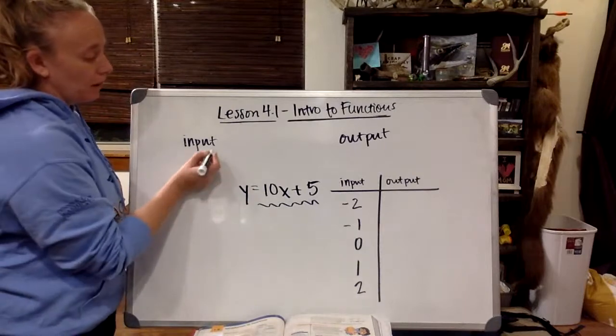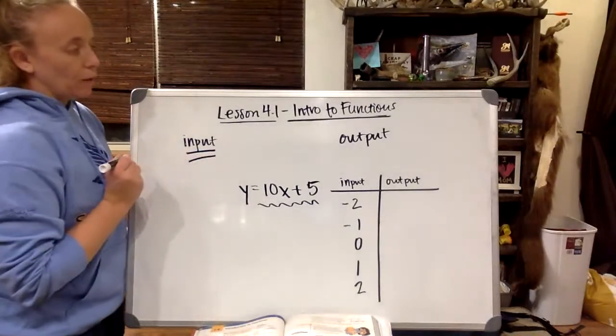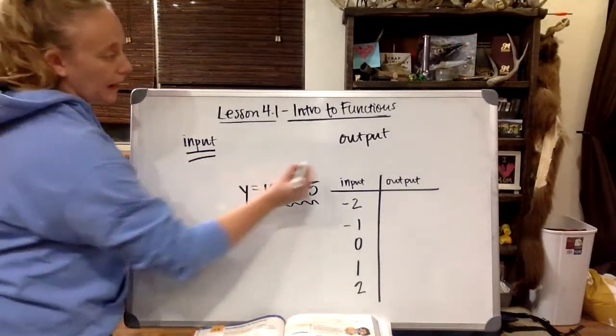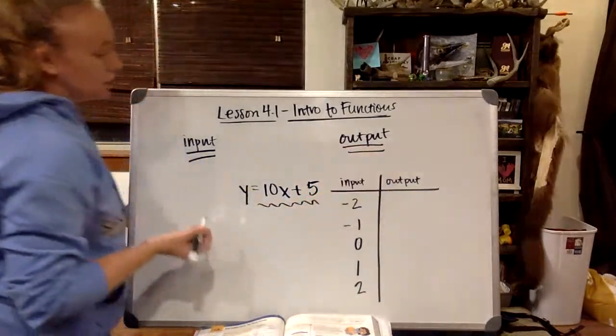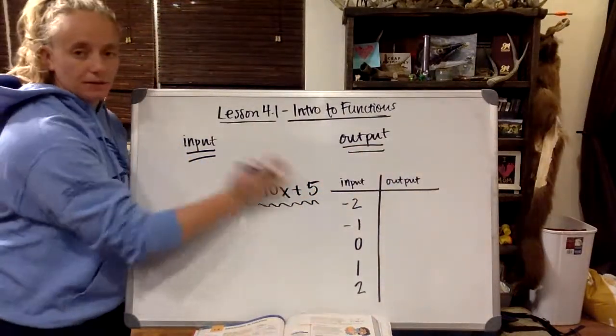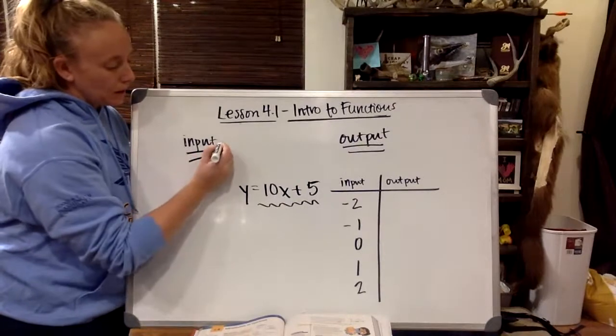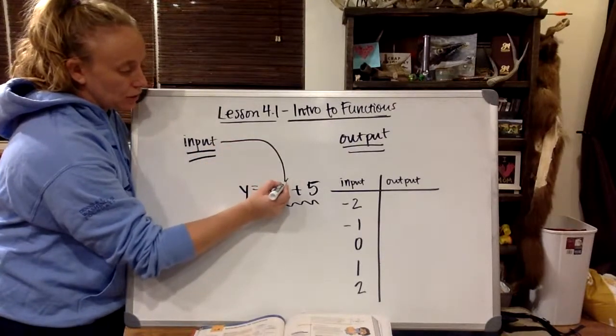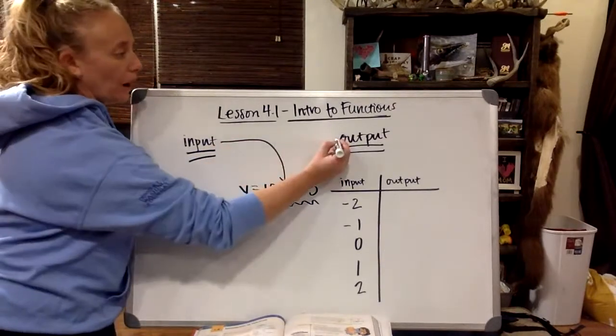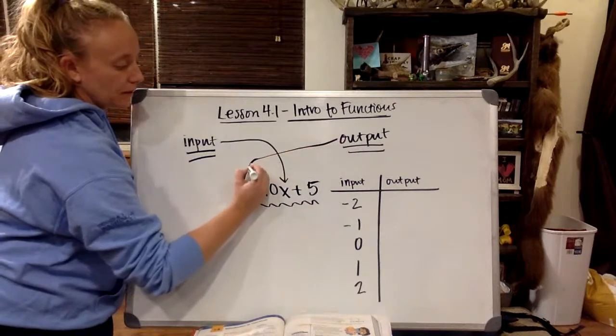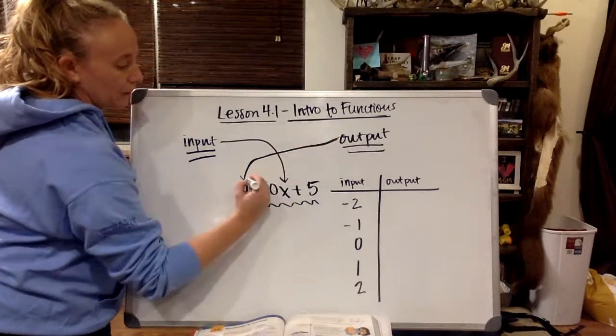All right, first of all, we are going to look at these words input and output. These two words refer to parts of this equation. Input refers specifically to our x value, and our output refers specifically to our y value.